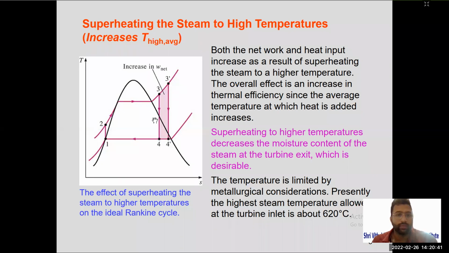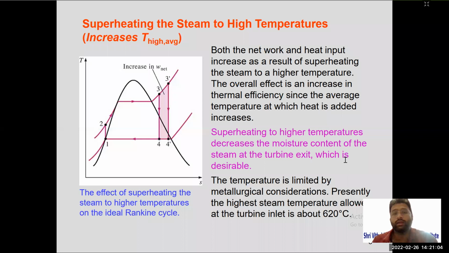The area inside it is the net work done. If I superheat the steam, there is an increase in area. They have shown it by pink color. You show it by inclined hatch lines. The overall effect is an increase in the thermal efficiency since the average temperature at which heat is added increases. Superheating to higher temperatures decreases the moisture content of the steam at the turbine exit, which is desirable.